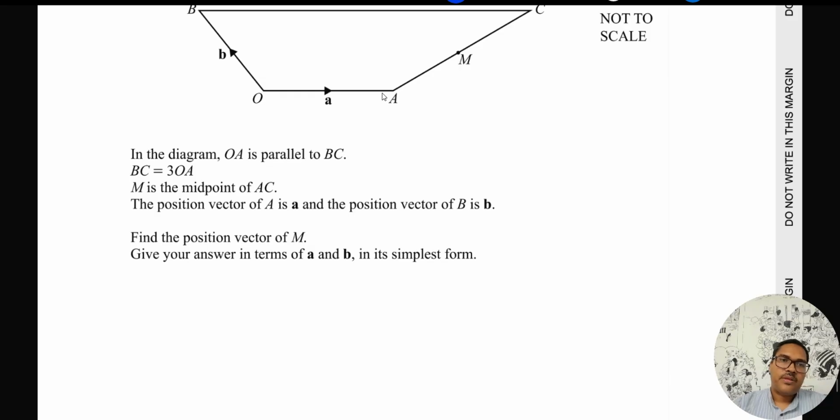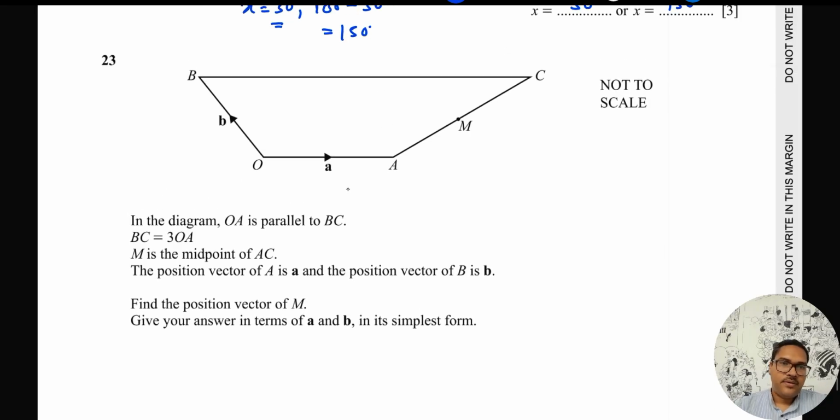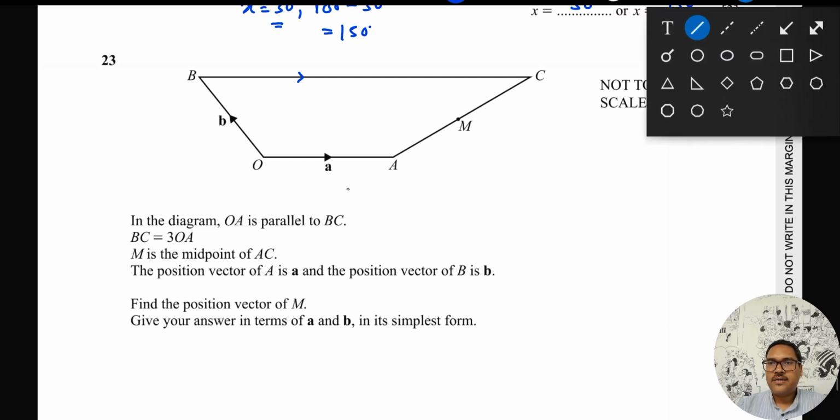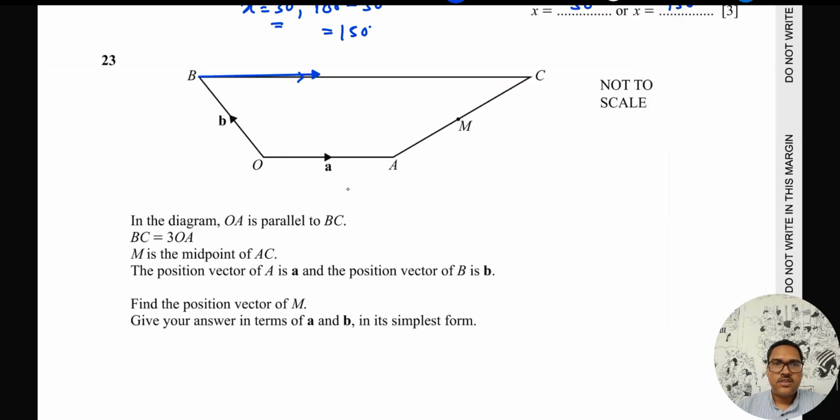So now the next question is, in the diagram, OA is parallel to BC. BC is 3 times OA. Because this is a question on vectors, let's start with the vectors. Let's see what BC vector is. Can I say this will be, because this is parallel to this and the magnitude is 3 times, this vector will become 3a. Correct? This will be parallel to this, so this is 3a vector.